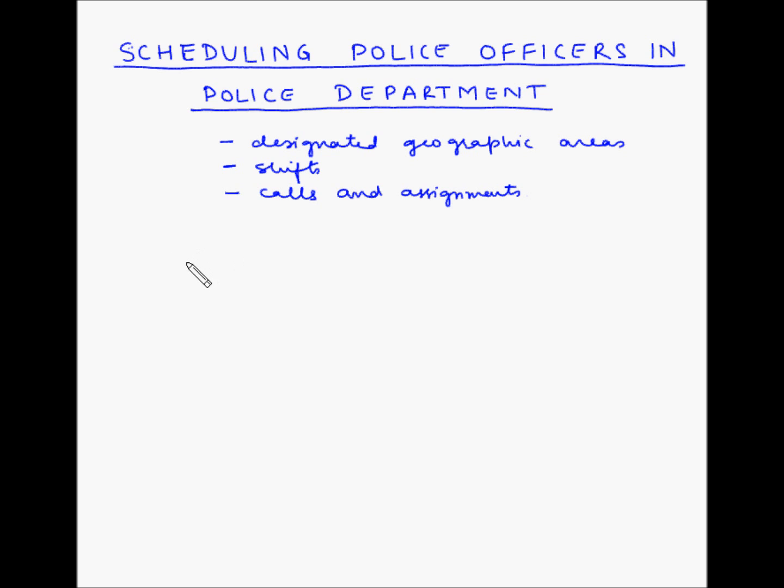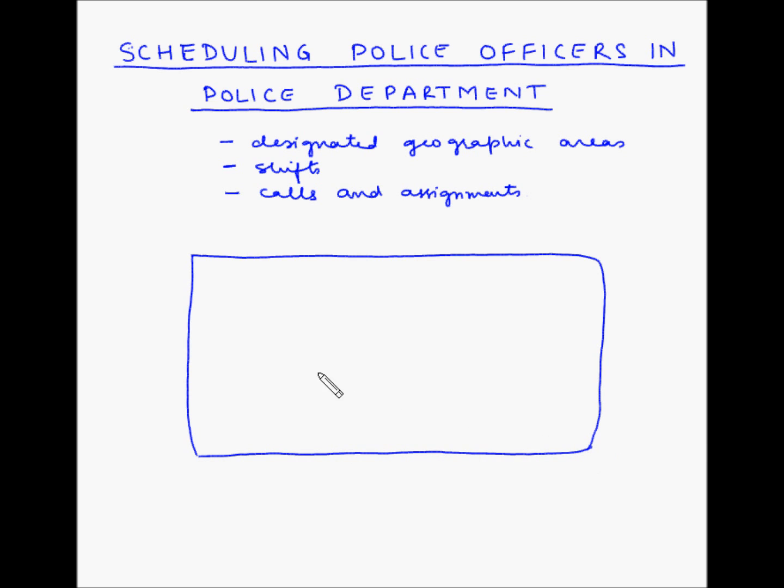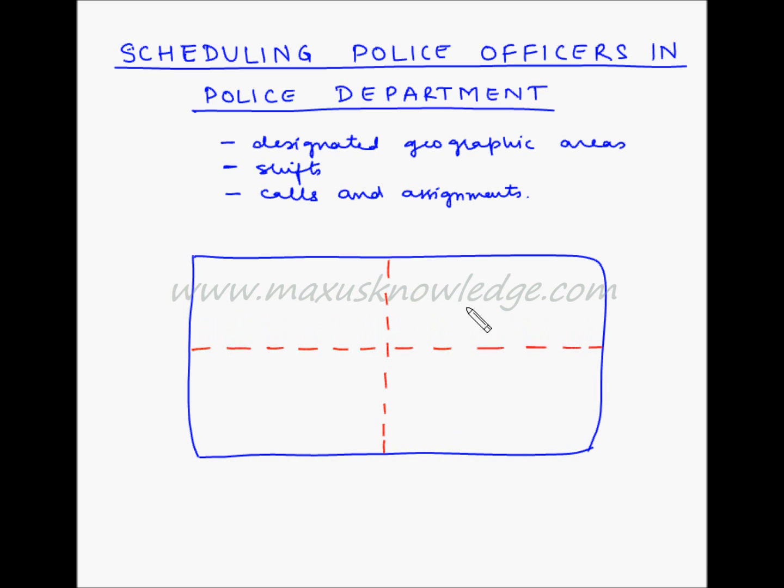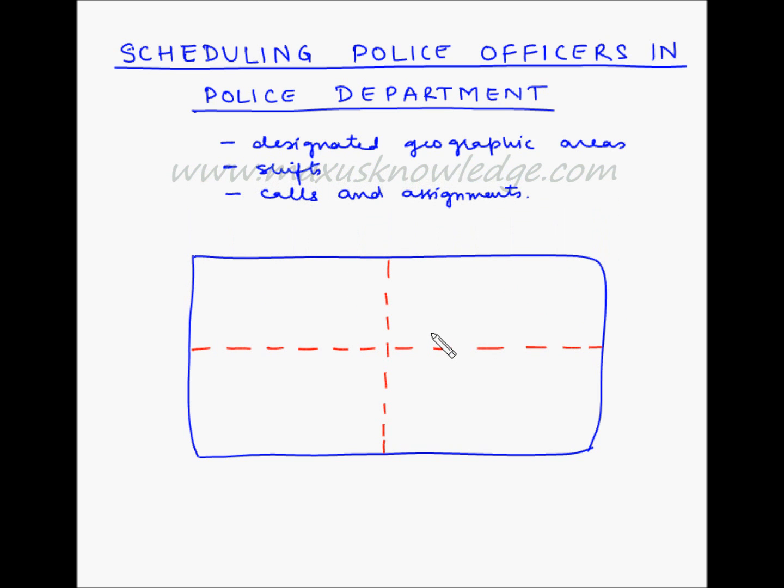Let me draw a typical jurisdiction of the police department. So let's assume that this is the area coming under the jurisdiction of a particular police department. Now let's say that this jurisdiction is comprised of 4 towns. So let me draw a hypothetical boundary for these 4 towns. Let's say this line represents the boundary. Again, it's a hypothetical boundary, not necessarily square in shape. So this is the first town, second town, third town, and the fourth town.